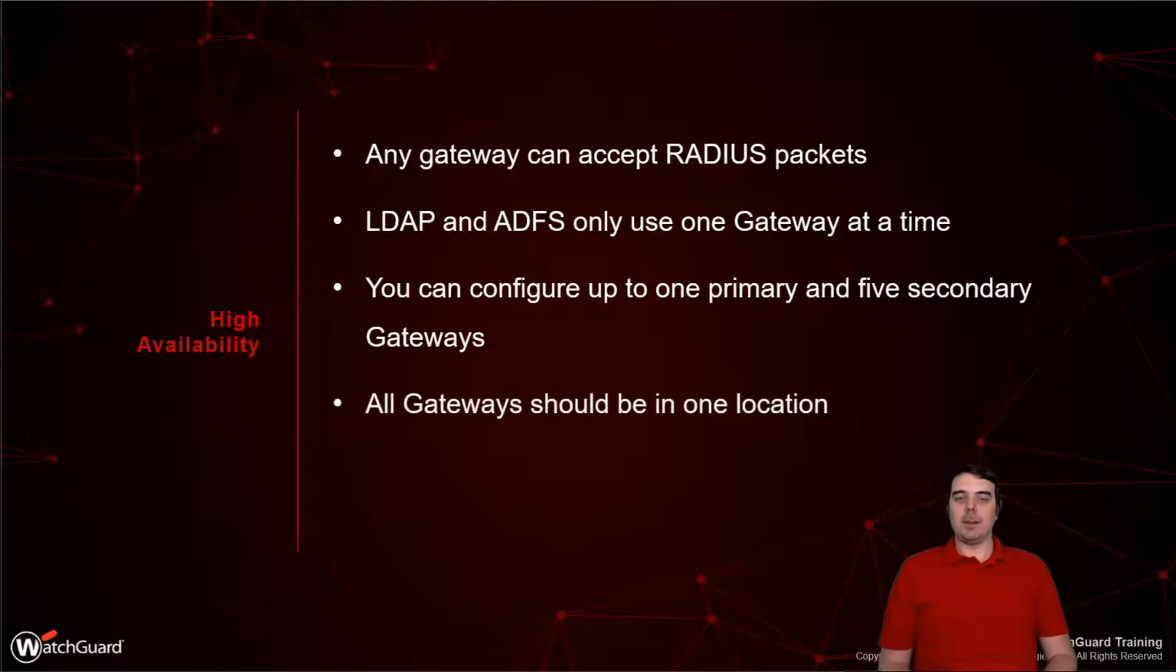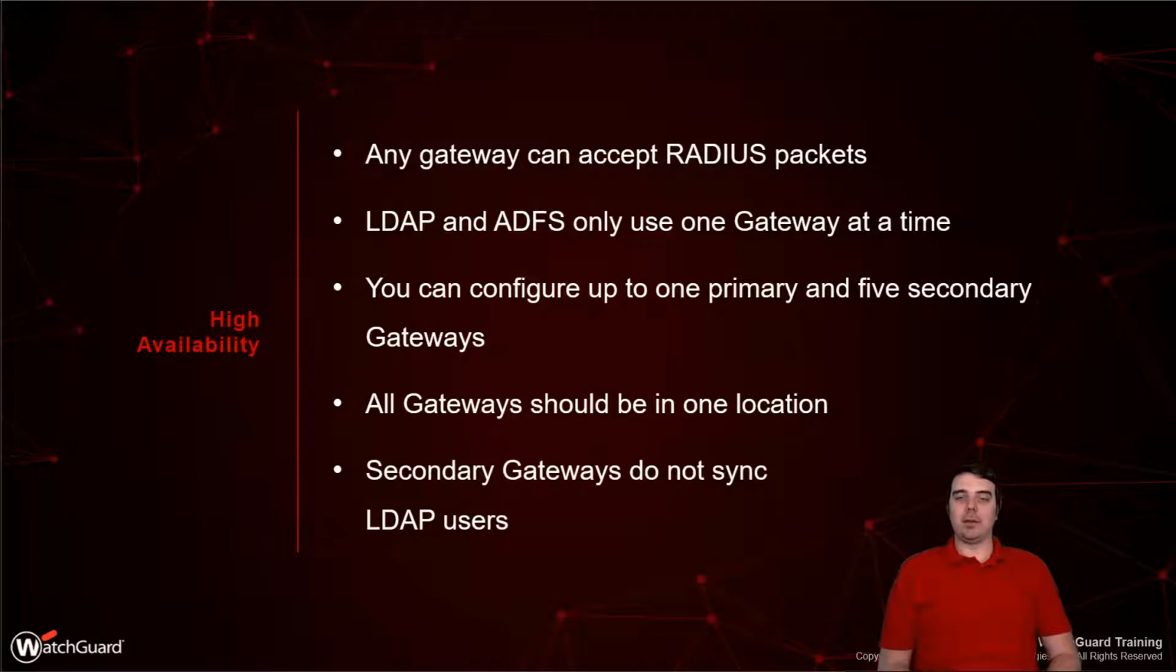We recommend keeping all of the gateways in a group in one location and not spreading them out across VPNs, as this could increase the latency of authentication requests. The last thing to know is how the gateway handles syncing new Ldap users. Only the primary gateway will sync users. So if the primary is down, the secondary gateways will only process authentication requests.